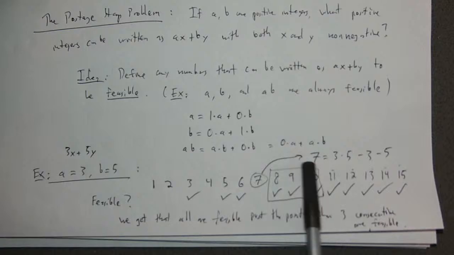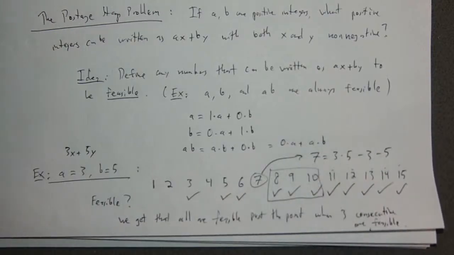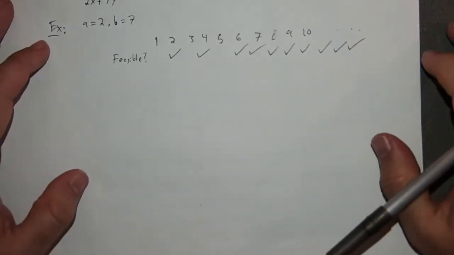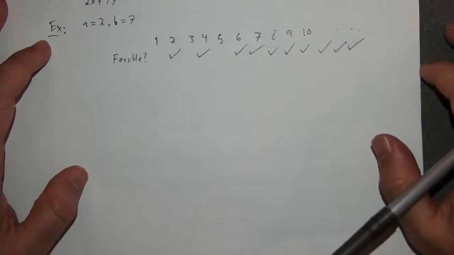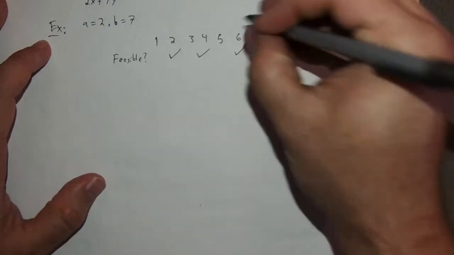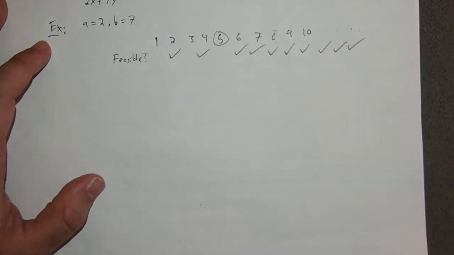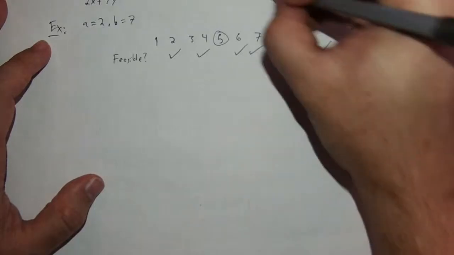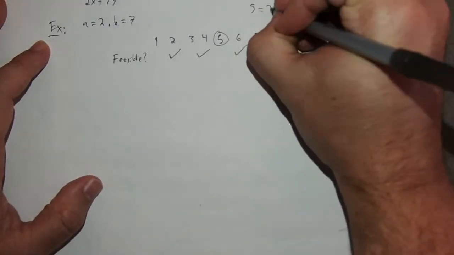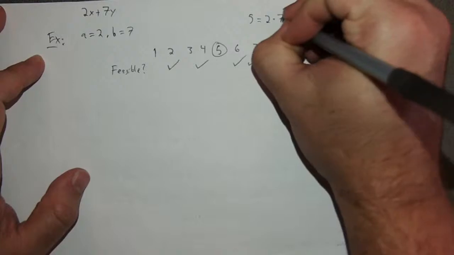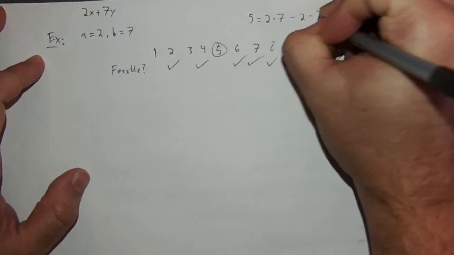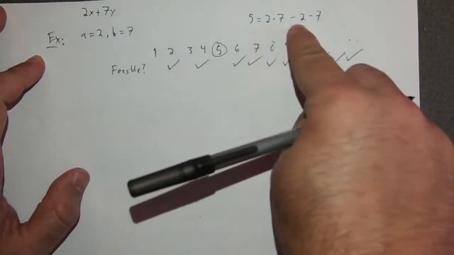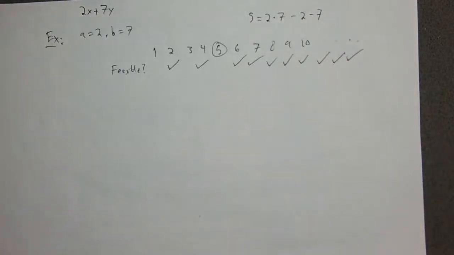So maybe you wouldn't see why this is a big deal, or maybe you wouldn't see this exact pattern until you looked at more of these. So particularly here, let's look at 5. Well, note that 5, our largest non-feasible integer here, can be expressed as 2 times 7 minus 2 minus 7. So 14 minus 9 is indeed 5.